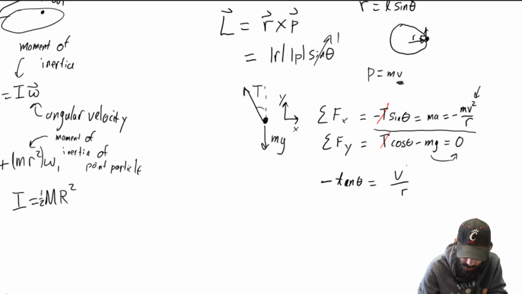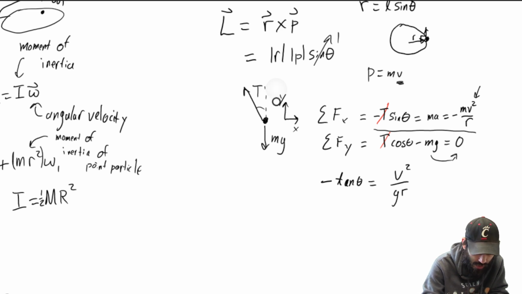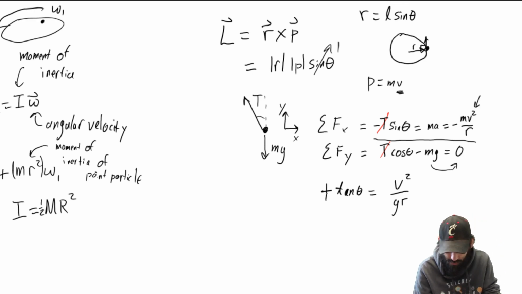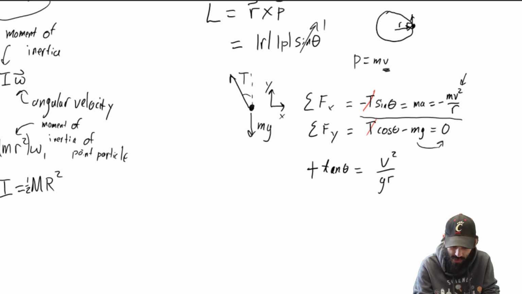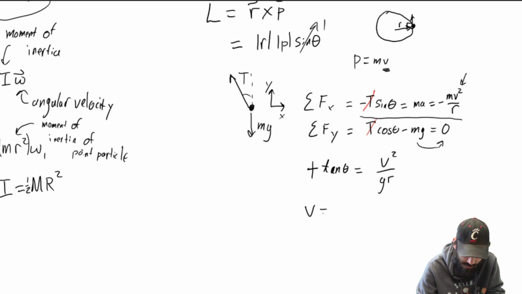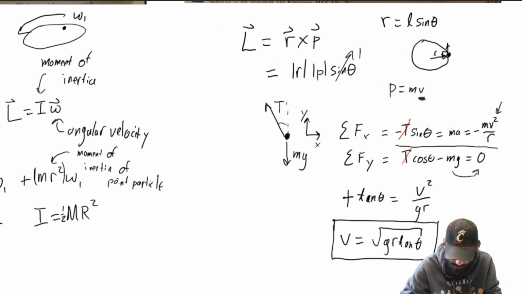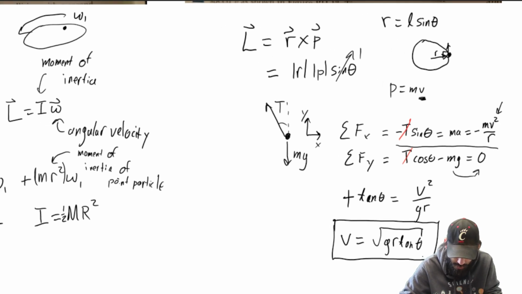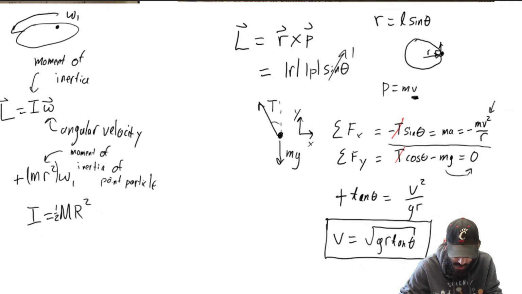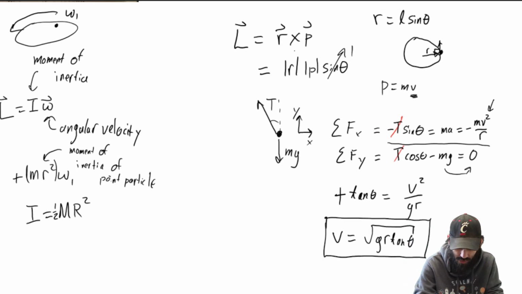This is going to be a v squared. This is a g, and then this is going to be positive. I got rid of my signs. Okay. So the whole reason why we did this is because we need to know what v is. So v is going to be equal to the square root of g r tan of theta. So now that we have this, we need to use it in conjunction with what we found up here.